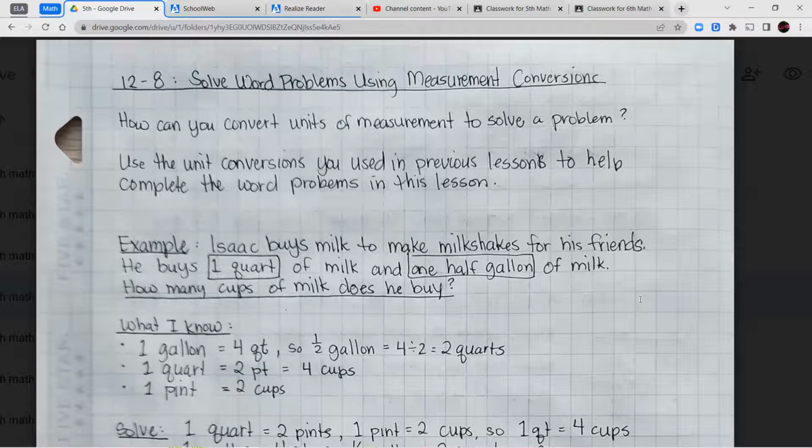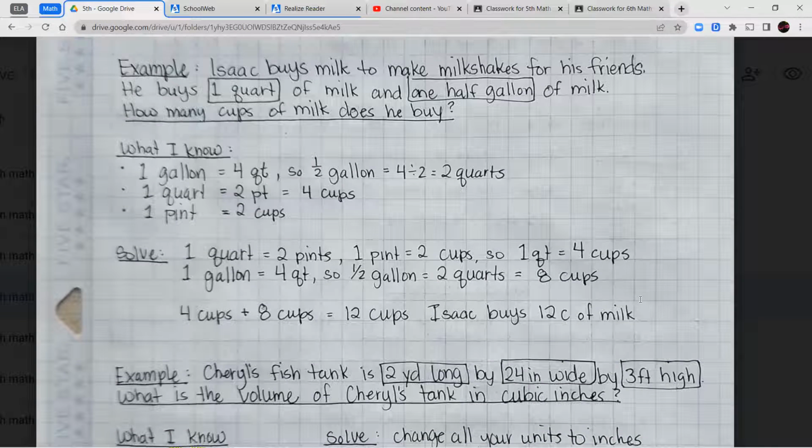Let's take a look at our first example. It says Isaac buys milk to make milkshakes for his friends. He buys 1 quart of milk and 1/2 gallon of milk. How many cups of milk does he buy? So I need to stop and think what I know about these units. So I know that 1 gallon is equal to 4 quarts.